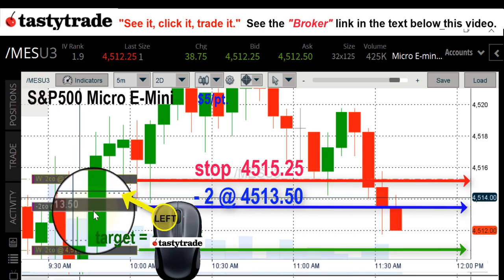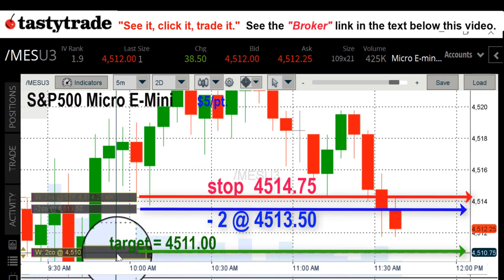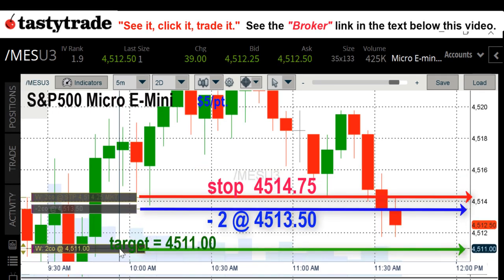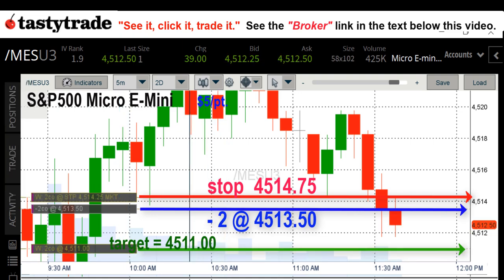I like having everything on one screen here because I can see it right in front of my nose while I'm trading. Now, that Tasty Trade mouse, I can just click and drag that left mouse button. I can adjust the target price and the stop loss price. Of course, my price where I shorted the 2 contracts is fixed.